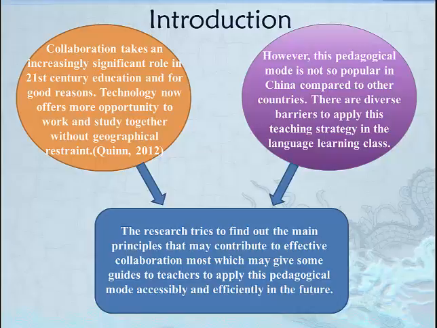Collaboration takes an increasingly significant role in 21st century education, and for good reasons. Technology now offers more opportunities to work and study together without geographical restraints. However, this pedagogical model is not so popular in China compared to other countries. There are diverse barriers to applying this teaching strategy in the language learning classroom. So, the research is trying to find out the main principles that might contribute to effective collaboration, which may give some guidance to teachers to apply this pedagogical model accessibly and efficiently in the future.